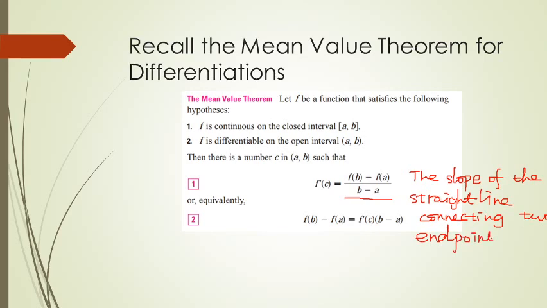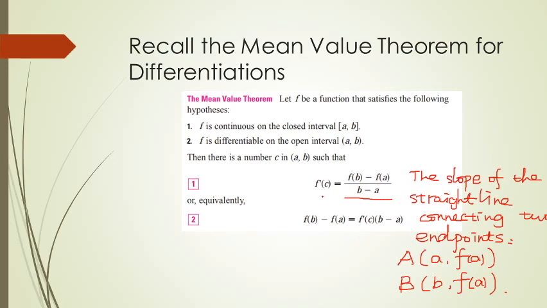What are those two endpoints? You can mark them as the endpoints: point A, (a, f(a)), and point B, (b, f(b)), right? That fraction is the slope of the straight line connecting those two endpoints.